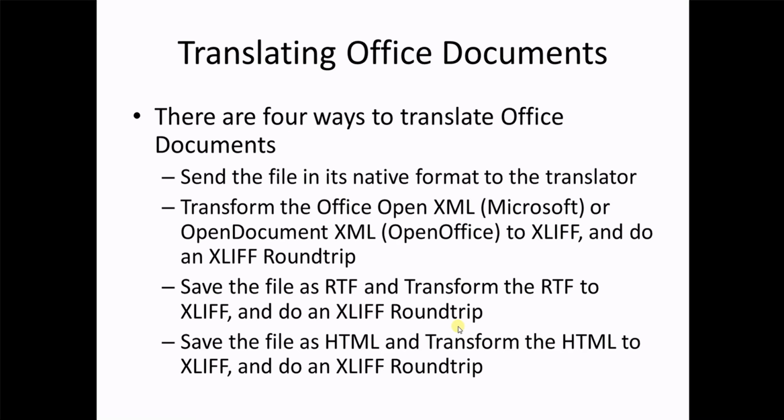You could transform the Office Open XML in the case of Microsoft, or Open Document XML in the case of OpenOffice, to XLIFF and do an XLIFF round trip. You could save the files as RTF, transform the RTF to XLIFF and do the round trip, or you could save the files as HTML and transform the HTML to XLIFF and do a round trip.